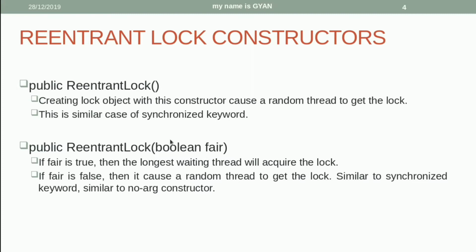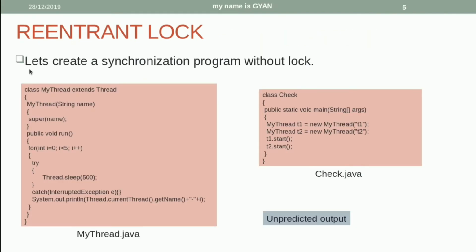But if we talk about the parameterized constructor of the ReentrantLock, then if the boolean argument is true, the longest waiting thread will acquire the lock first, and if the boolean argument is false, then it causes a random thread to get the lock. And this is similar to the default constructor. Passing false here is similar to using the default constructor, and using the default constructor is similar to using the synchronized keyword.